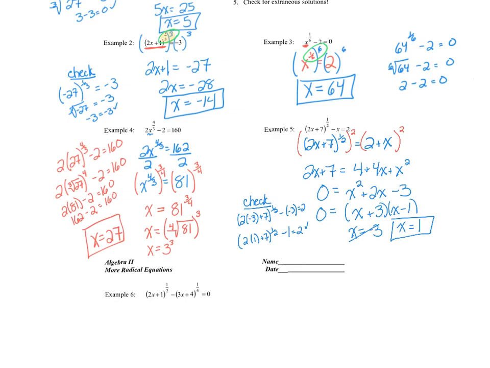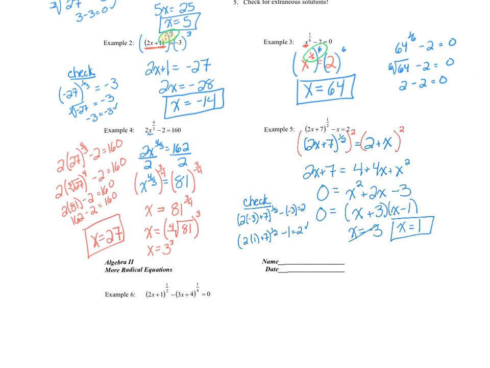You're going to isolate the radical. The radical is anything with a fractional exponent. So I isolated the 2x plus 7 to the 1/2. And then I'm going to square both sides because you want to raise both sides to the reciprocal power for that fraction in order to cancel it out.